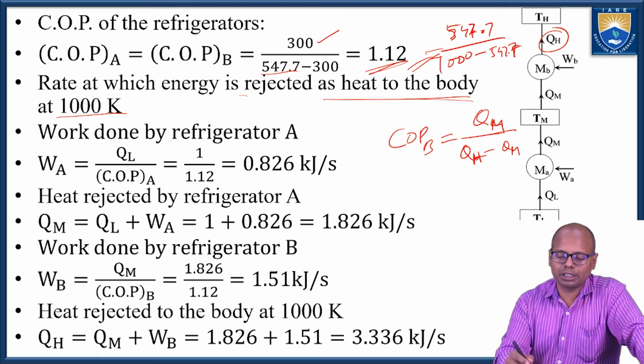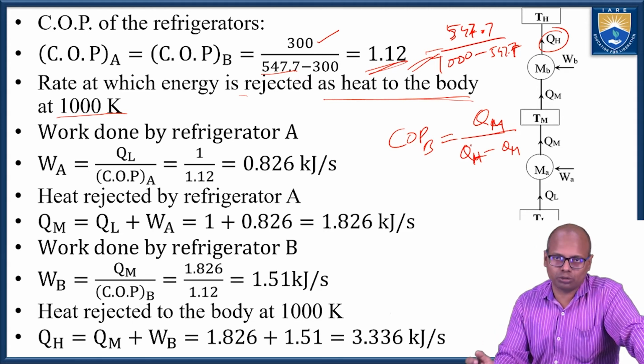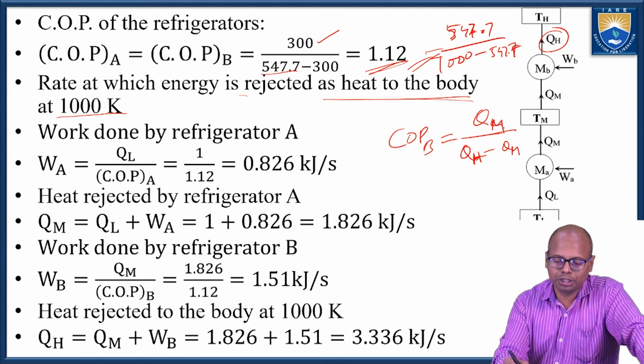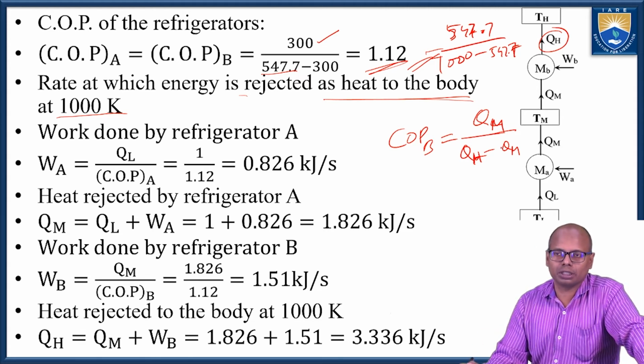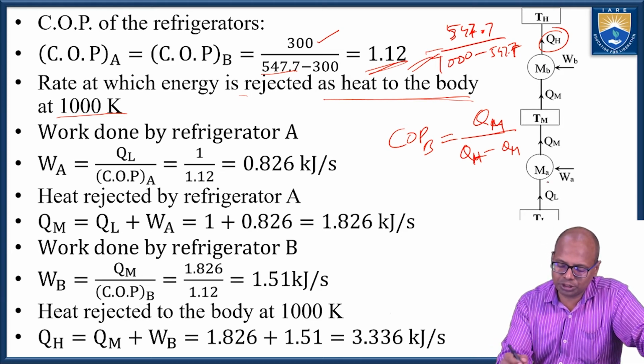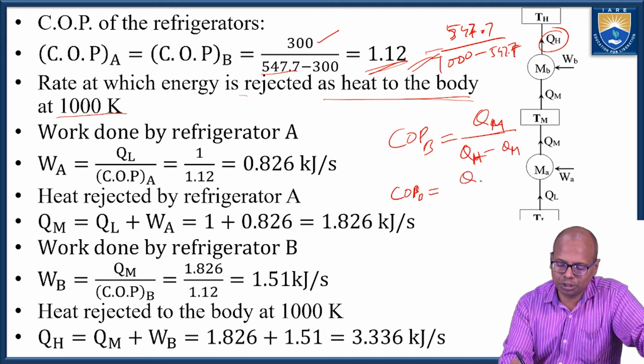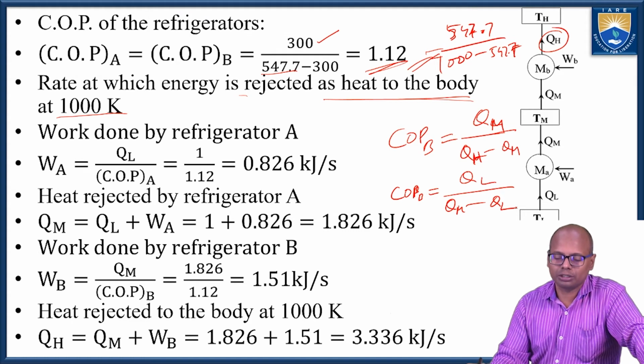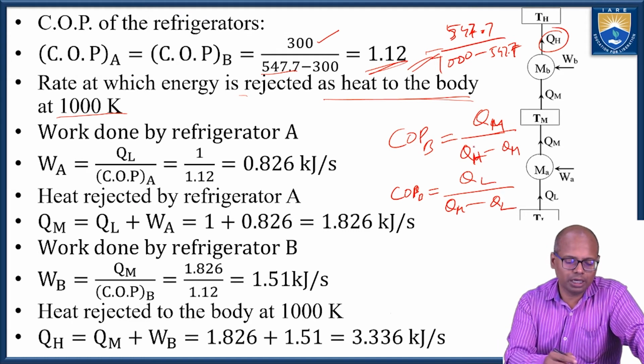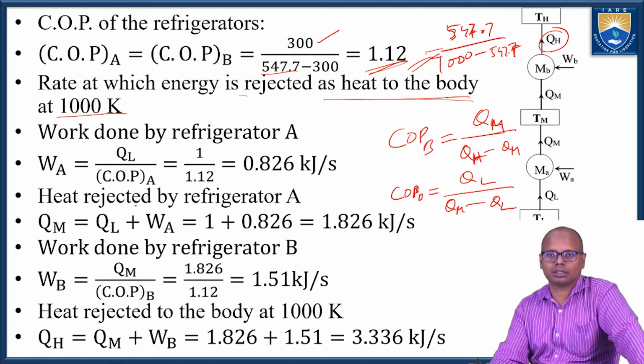Okay, so this is one way I have to find out. But what is QM? I don't know what QM is. So how to find out QM? I have to use this formula: COP of B is equal to QL by QM minus QL. Okay, so if I use these formulas, I can get these answers.